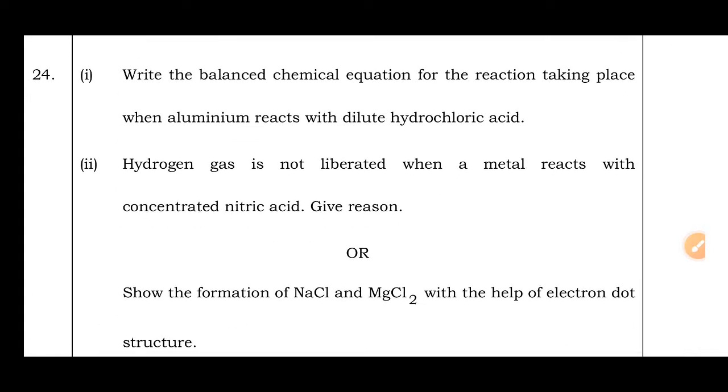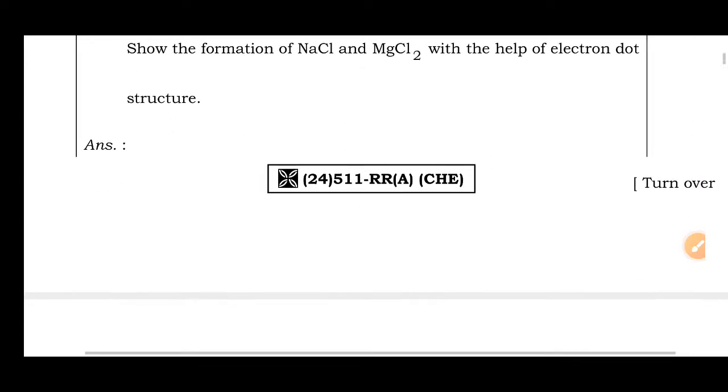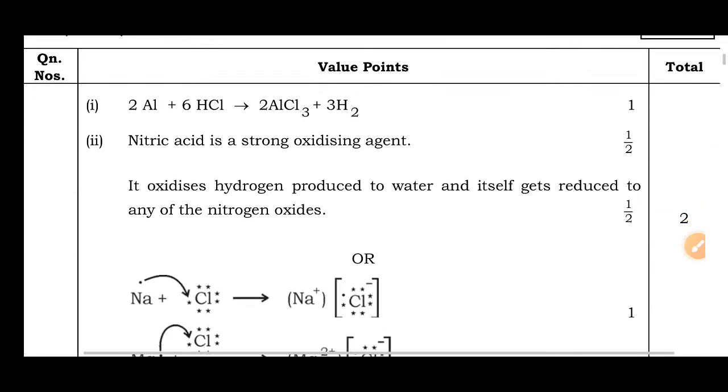Then next, write the balanced chemical equation for the reaction taking place when aluminium reacts with dilute hydrochloric acid. Okay, this is the 24th first question, and the 24th second question: hydrogen gas is not liberated when a metal reacts with concentrated nitric acid. Give reason. Okay, then we have to see these questions.